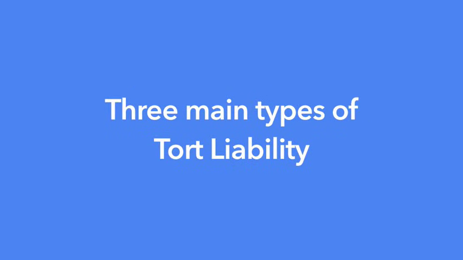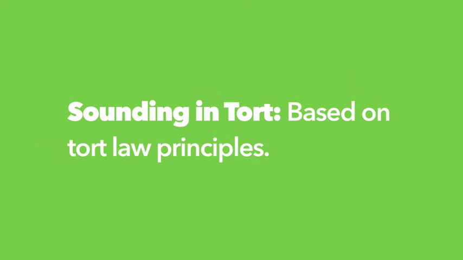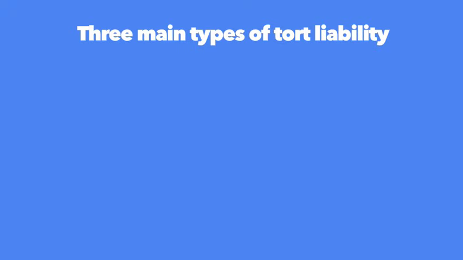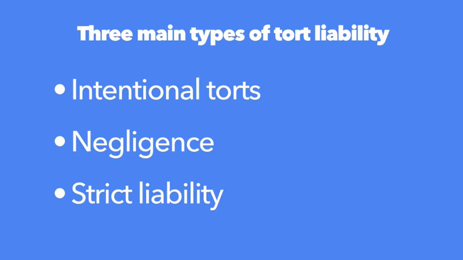Now let's talk about the three main types of tort liability. Tort is not a single cause of action the way that breach of contract is. Rather, it is divided into several different types of claims, or causes of action, all of which may be described as sounding in tort, meaning that they are based on tort law principles. Causes of action sounding in tort can be categorized as one of the three main types of tort liability: intentional torts, negligence, and strict liability.